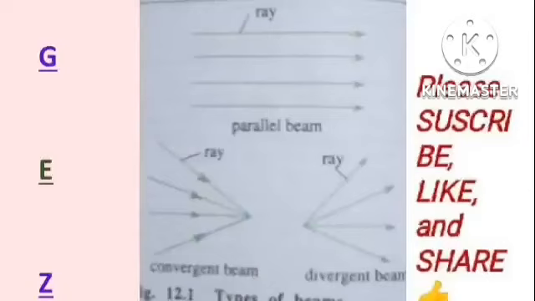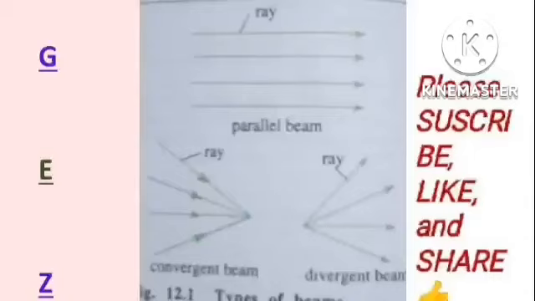Now, light rays are the directions of paths along which light energy flows. Such rays are indicated in diagrams by thin lines with arrowheads, which indicate the direction of travel of the light. A collection of rays is called a beam, and there are three types of beam. A parallel beam is one in which the light rays are parallel to one another.